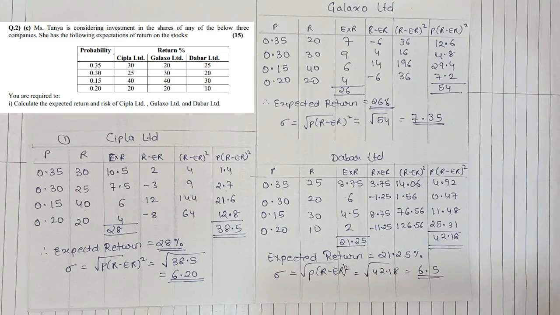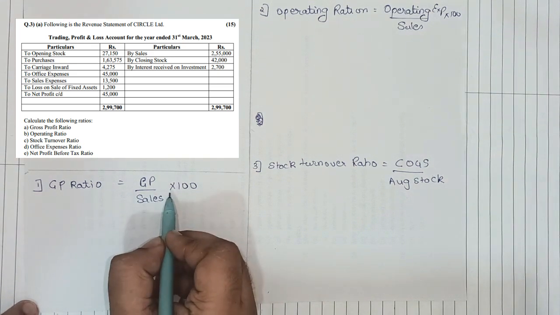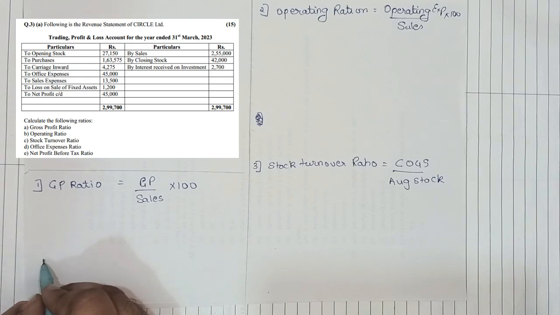Question number 3a. Now let us see the next question. Question number 3a: the following is the revenue statement of Circle Limited. They're giving you all the expenses and income. They're asking you to calculate the following ratios. Number one is the GP ratio. So I've noted down the formula: GP upon sales into 100. The first thing we require is to find the value of gross profit.